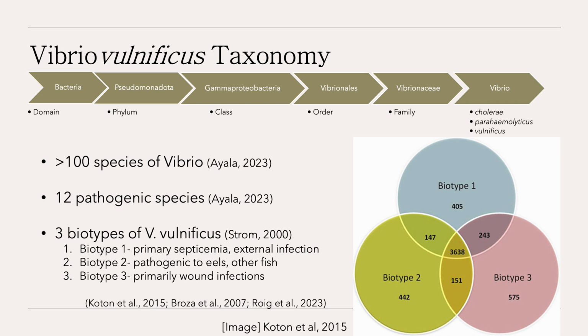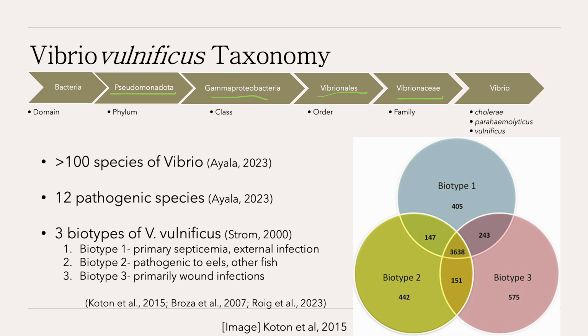I have already mentioned that Vibrio vulnificus is a bacterium. It is part of the Pseudomonad phylum, which is the most populated bacterial phylum, and is a member of the Gamma Proteobacteria class in the Vibrionales order and the Vibrionaceae family. While there are over 100 species within the Vibrio genus, thankfully only a dozen of those actually are harmful to humans.